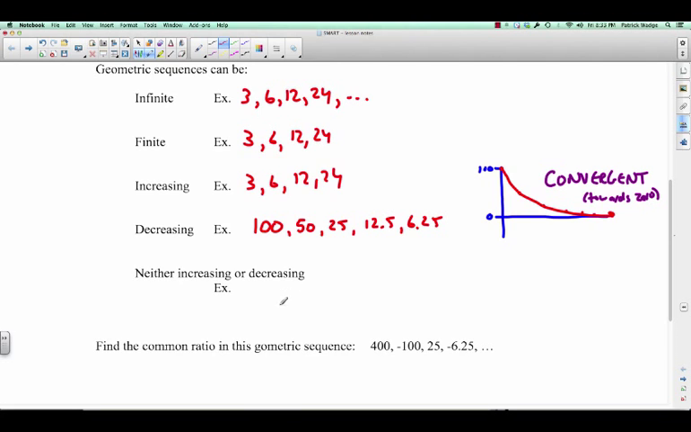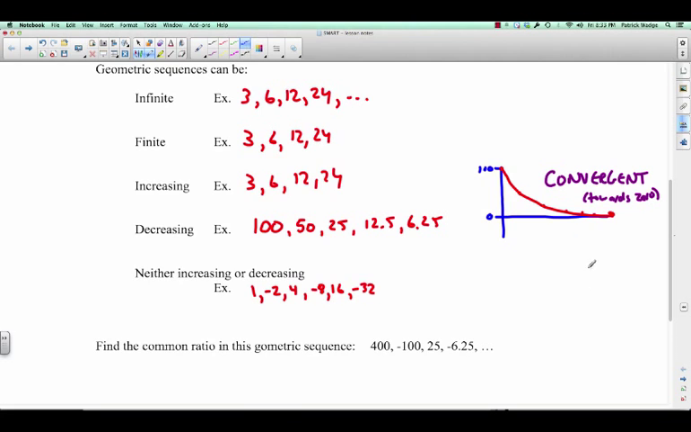Weird. What would that be like? Well, what if I started at 1 and my next number was negative 2. What's my common ratio? What did I multiply to get negative 2? I multiplied by negative 2. So if I multiply negative 2 by negative 2, I get positive 4. If I multiply positive 4 times negative 2, I get negative 8. Next number would be positive 16, then negative 32. And either dot dot dot or we'll just stop there.